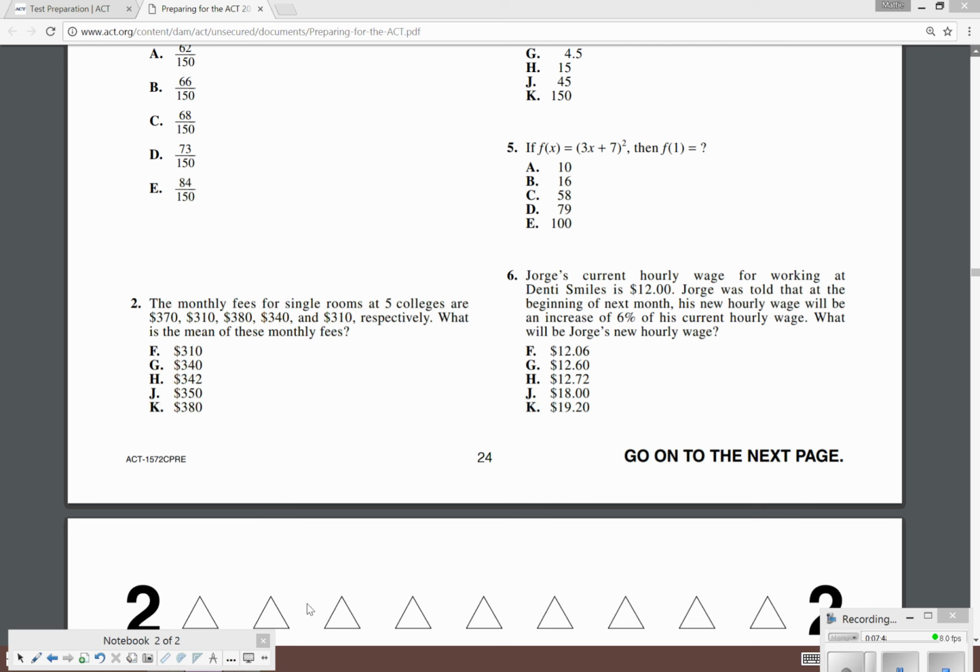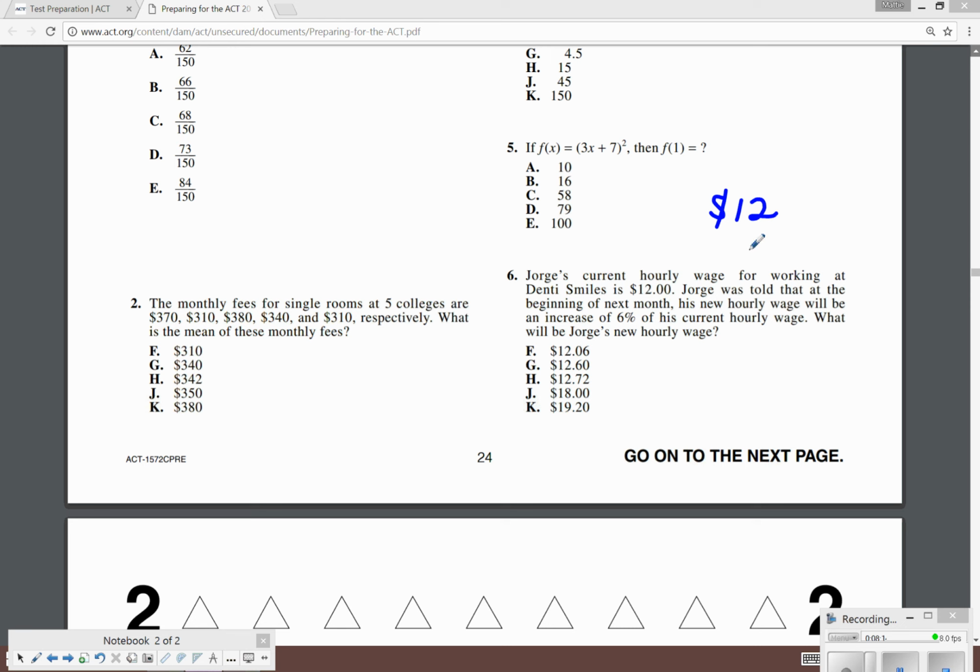Number 6 says Jorge's current hourly wage for working at Dinty Smiles is $12. Jorge was told that at the beginning of next month, his new hourly wage will be an increase of 6% of his current hourly wage. What will be Jorge's new hourly wage? Well, he started out at $12 per hour. We want to find out what 6% of that is so that we can add it back on.